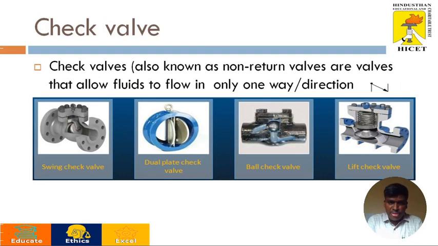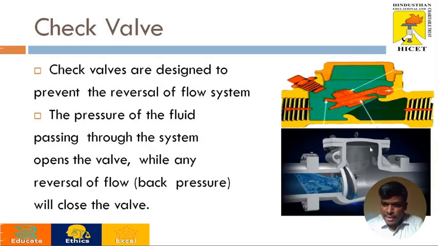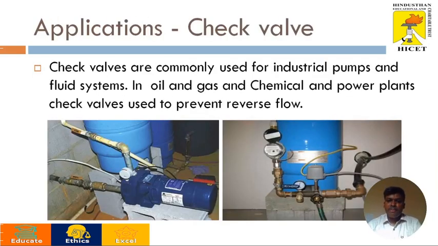Check valve is one of the famous valves, also called a non-return valve, and it is mainly used for the prevention of backflow. This is the piping and instrumentation symbol for the check valve. And these are the different types of check valves normally used: swing check, dual plate check, ball check, as well as lift check. And this is the actual look of a check valve. So this is the check disc. It opens in one direction, but when the flow comes in backflow, it's completely closed.